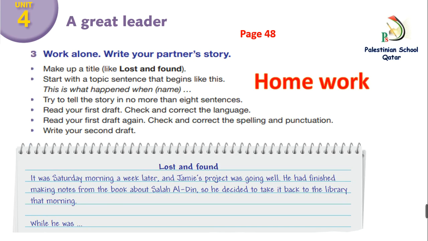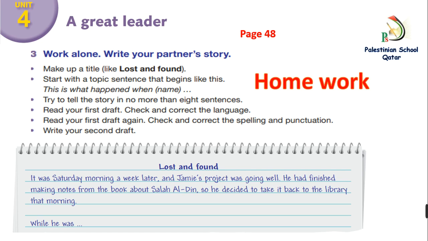At last, everybody, page 84, for page 48, work alone, write your partner's story. Okay, this is a homework, everybody. You have to do it in your notebook. Make up a title. Put this title in your notebook, Lost and Found. Now, start with a topic sentence that begins like this: This is what happened when, and put the name of the thing you had lost. For example, I had lost my pen, my bag, my book. Try to tell the story in no more than 8 sentences.